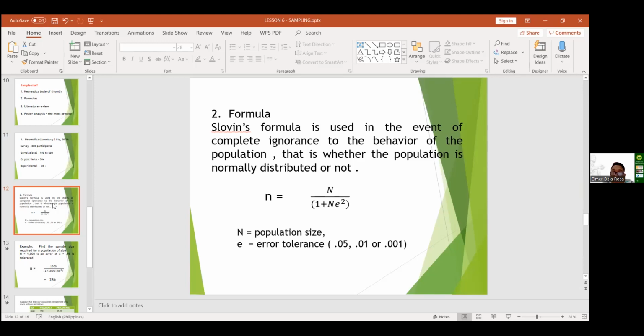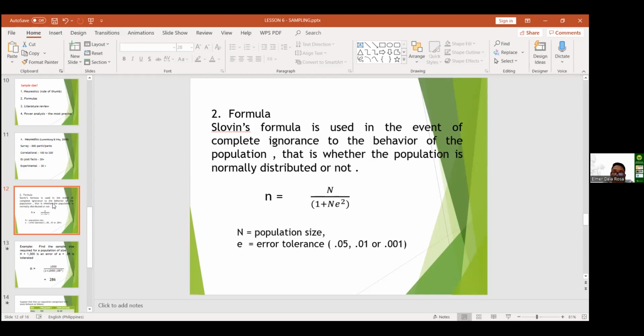n is equal to N, which is the population size, all over 1 as the constant, plus the quantity N e squared. So the N, capital N, is the population size. So alam na natin yon. Ipa-plug mo lang dyan sa formula yung capital N. Constant yung 1. Yung error ay mamimili ka lang kung 0.05, 0.01, or 0.001. So ano ibig sabihin ng error tolerance na yon?